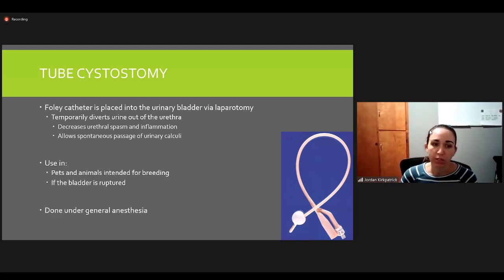So this procedure is used in pets and in animals that are intended for breeding. And also if the bladder is ruptured, you have to go in and fix that. The animal cannot survive if their bladder is ruptured. This procedure is done under general anesthesia, and this is just an image of a Foley catheter.